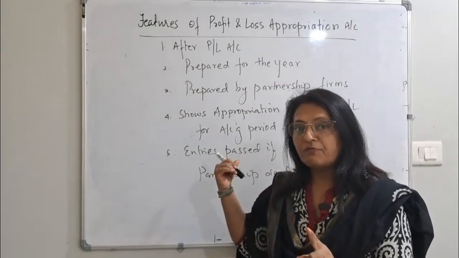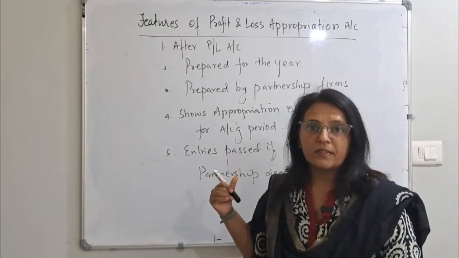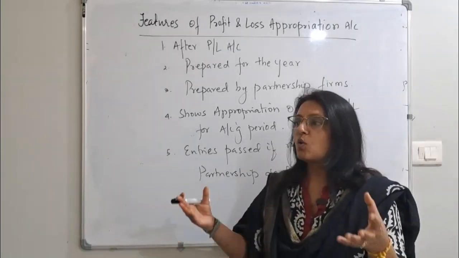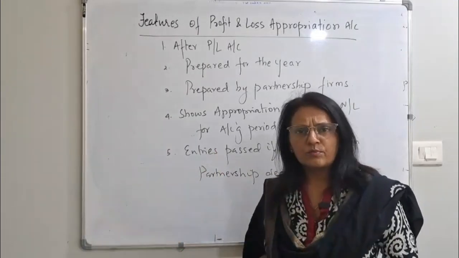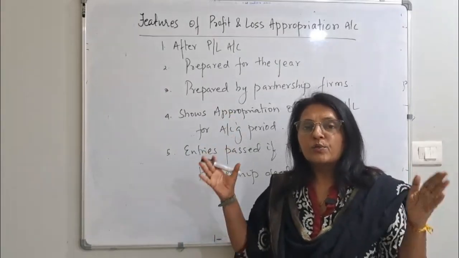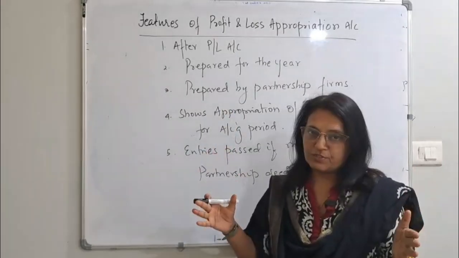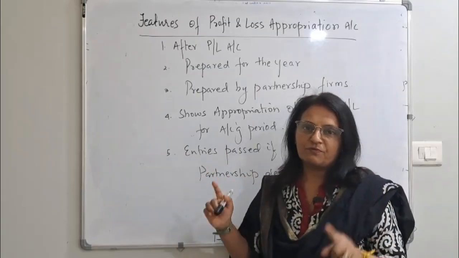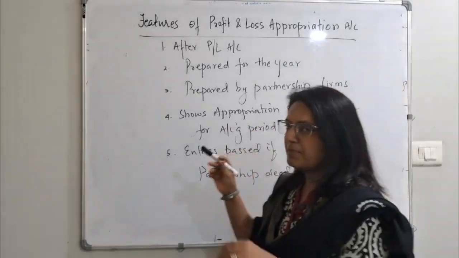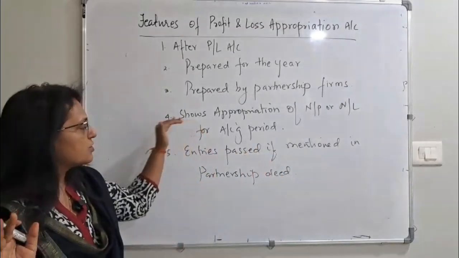You cannot prepare profit and loss appropriation for a sole proprietor because he is the only one person. He is the only person who is taking care of the business. So whatever net profit is there, he will take it home. But here there are no partners. So when there are partners, you need to prepare profit and loss appropriation account. So it is prepared by partnership firms. It shows appropriation of net profit or net loss for the accounting period. For that particular period, it is shown.